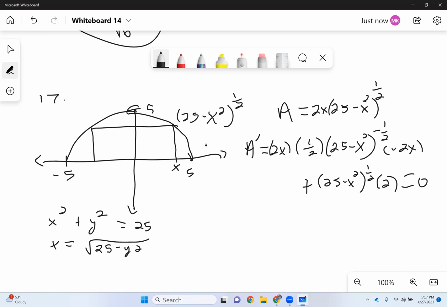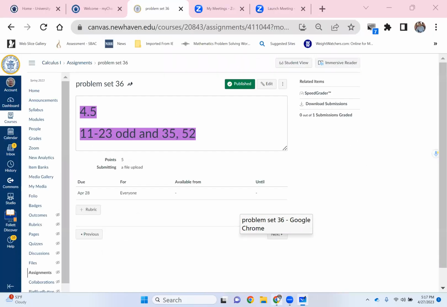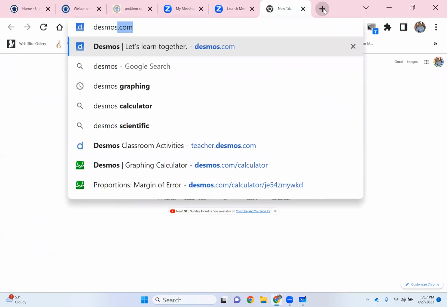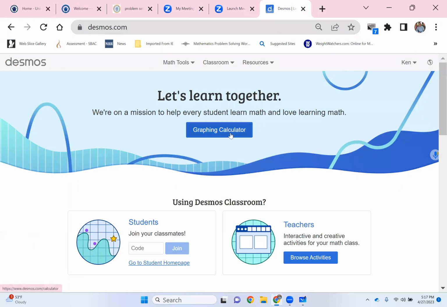Well, guess what, folks? I think I am going to, this is UGLY. You ain't got no L by you, ugly. So I'm just going to go to Desmos and let Desmos do the ugly work for me. Let's learn together.